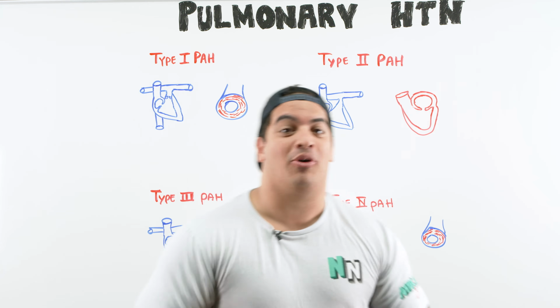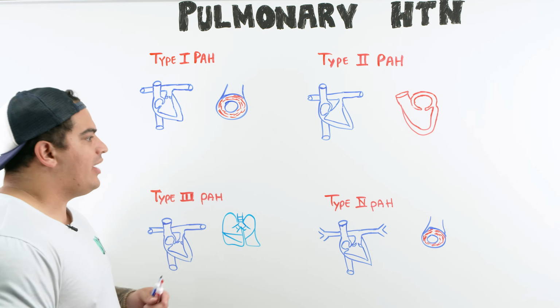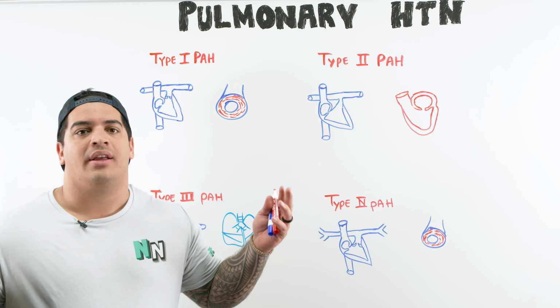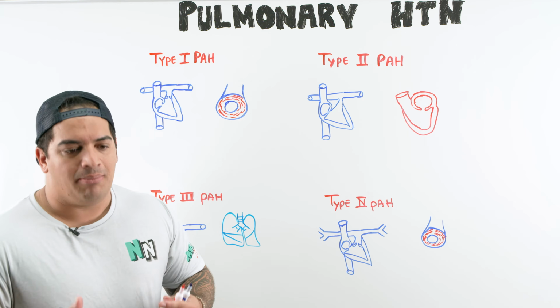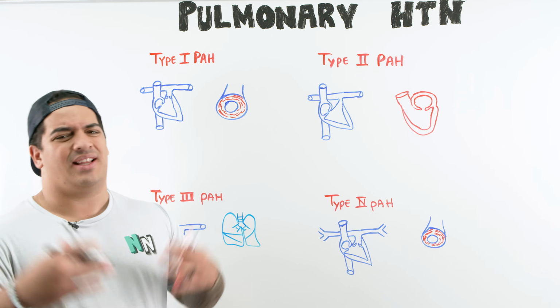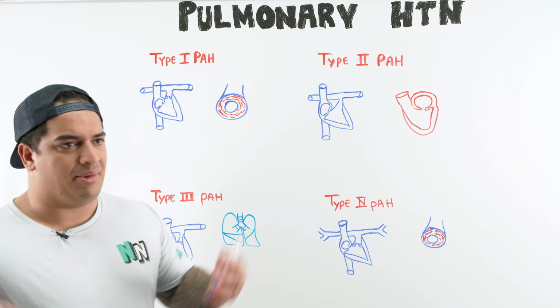All right, let's start talking about pulmonary artery hypertension. Within the name, it's the high blood pressure within the pulmonary circuit. Generally that number is a mean pulmonary artery pressure of greater than or equal to 20 millimeters of mercury. If it's greater than that, then we say that the patient has pulmonary artery hypertension.